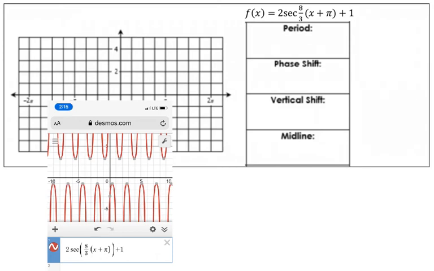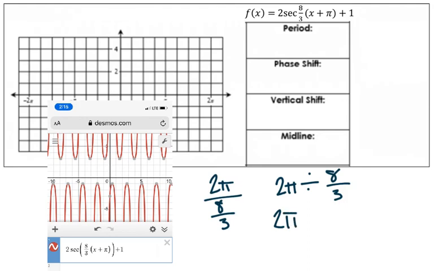Remember that period is 2 pi divided by the number in front of x. The number in front of x is 8/3. So this is like 2 pi divided by 8/3, and you would do same, change, flip. 2 pi times 3 is 6 pi. 6 pi divided by 8 condenses to 3 pi over 4.